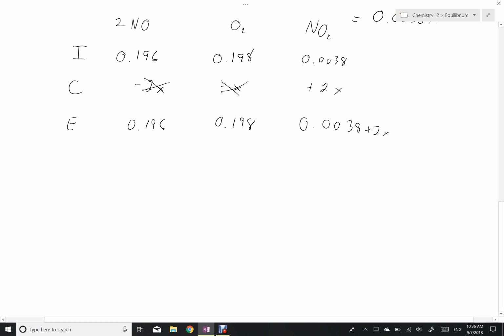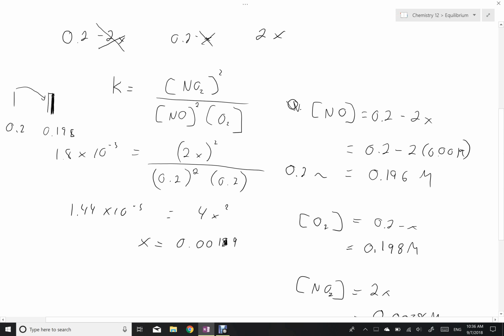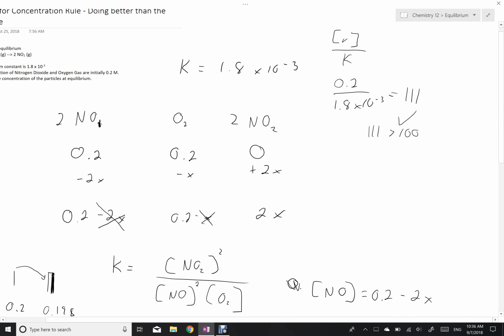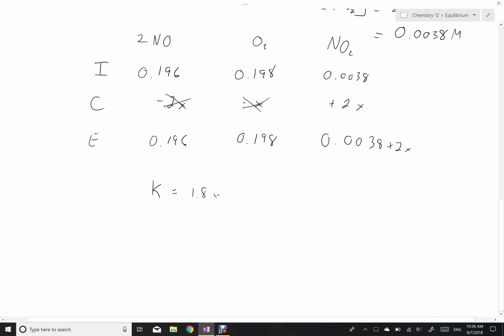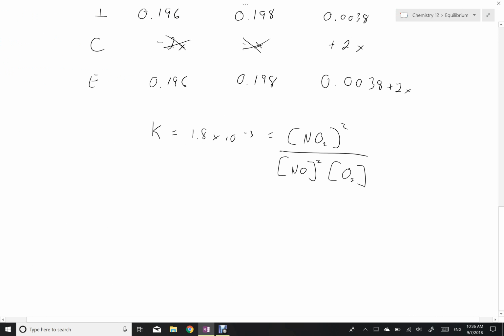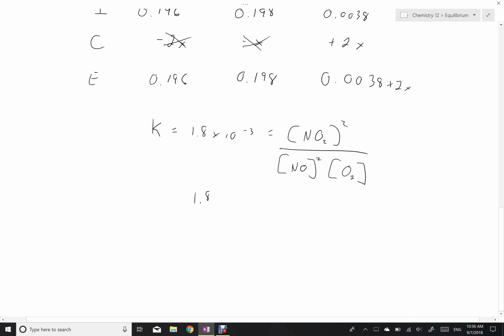It's still a pretty simple K expression to solve for. The K value is 1.8 times 10 to the negative 3. And now I'm going to have the concentration of my nitrogen dioxide squared over the concentration of my nitrogen monoxide squared and the concentration of my oxygen. Inserting these values or expressions accordingly.